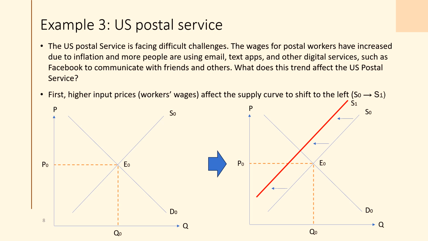Okay, now let's consider a more complex example. The US Postal Service is facing two challenges. First, wages for postal workers have increased due to inflation. This increases input costs, which affects supply. Higher input costs cause the supply curve to shift to the left from S0 to S1. This represents a decrease in supply.